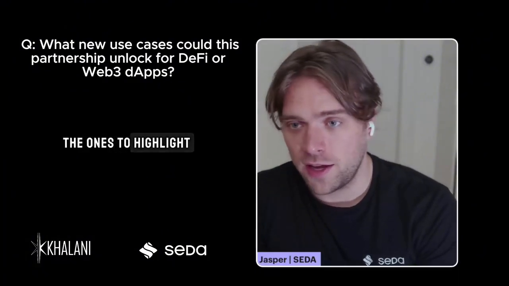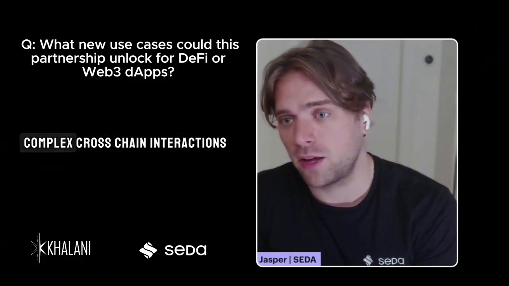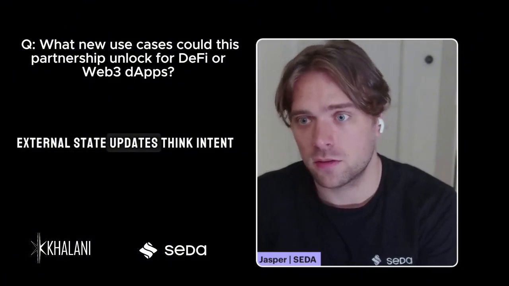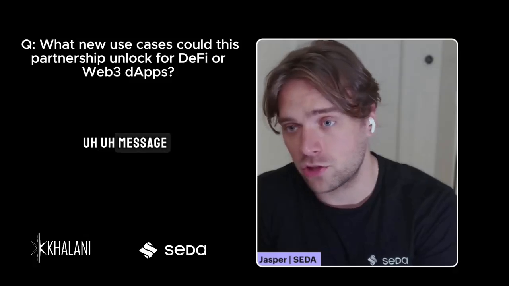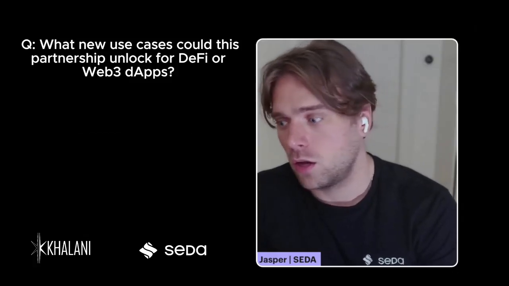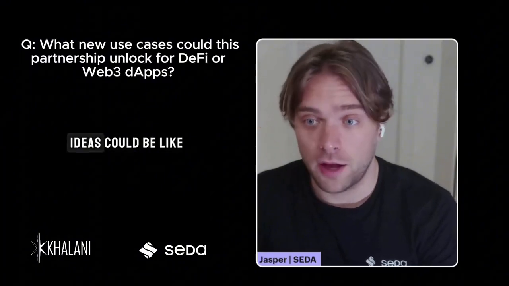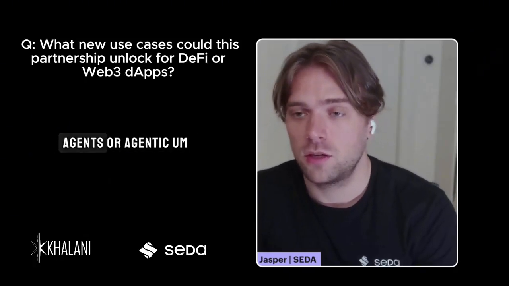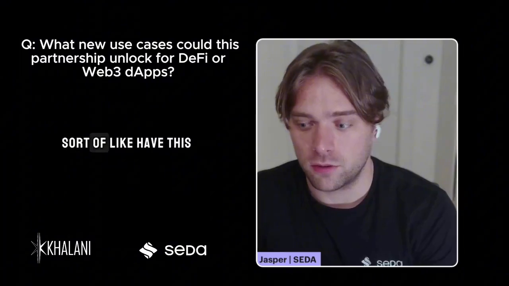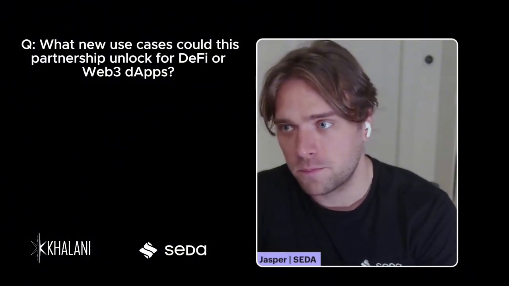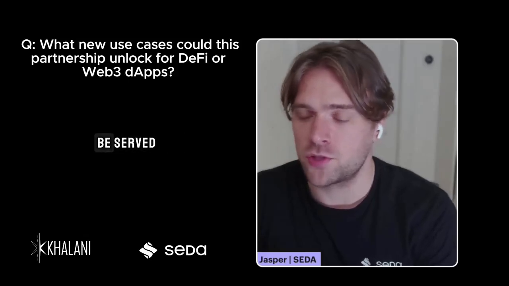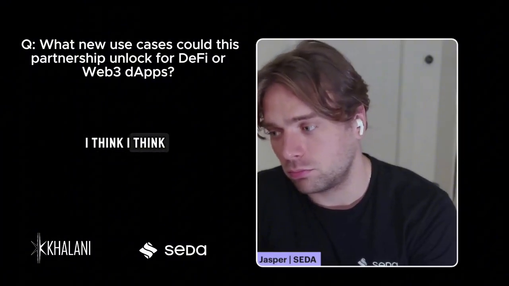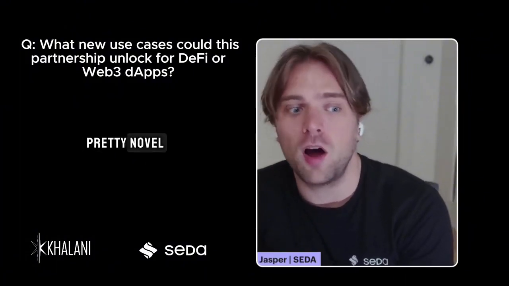Some of the ones to highlight are complex liquidations, complex cross-chain interactions that are triggered by certain external state updates. Think intent, message resolution, resource unlocks. And other fun ideas could be AI related. Some of the Khalani agents, I know, are expected to be agentic. And so you can have this middle layer that has more intelligence on what data needs to be served where in order to perform certain actions or get to certain outcomes that would be valuable. I think that is pretty novel.